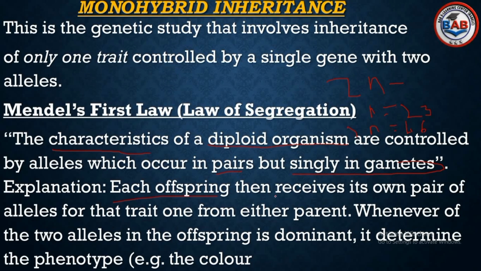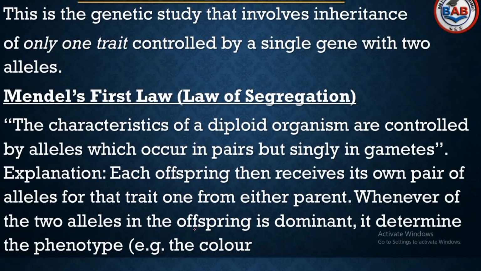Each offspring then receives its own pair of alleles for that trait, one from either of the parents. Whenever one of the two alleles in the offspring is dominant, it determines the phenotype of the offspring.